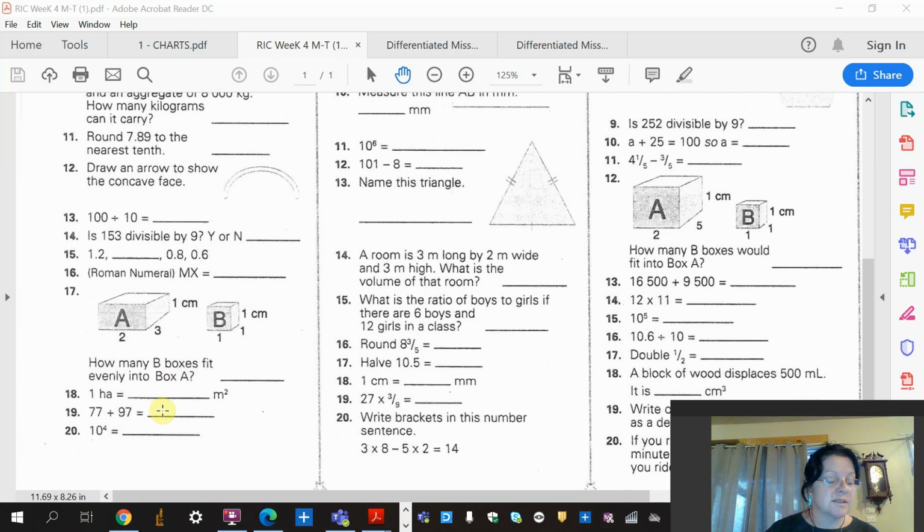1 hectare is equivalent to how many meters squared, and that's something you just kind of have to know. So that's 10,000 meters squared.